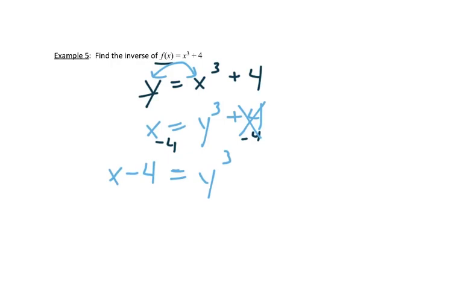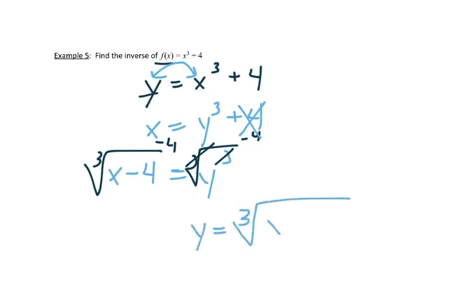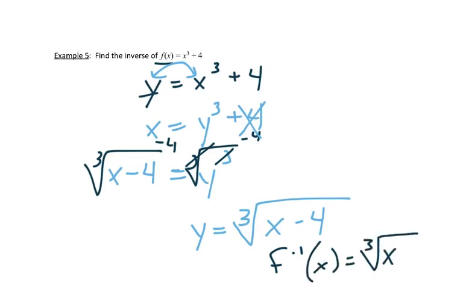To get rid of the y cubed, the cubed part, we need to take the cube root of both sides. And that's what cancels out that y. So that gives us y equals the cube root of x minus 4. And then finally we just write it as the inverse. F inverse of x equals the cube root of x minus 4.